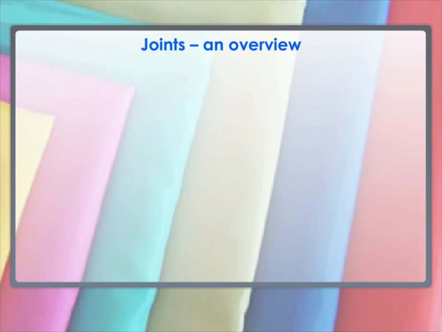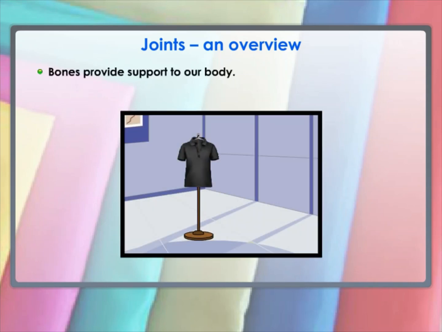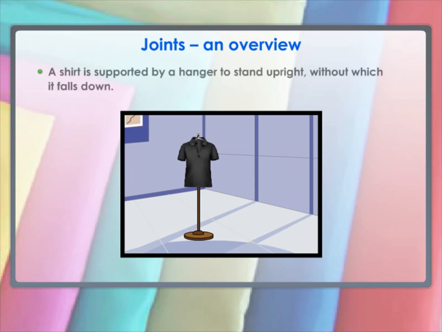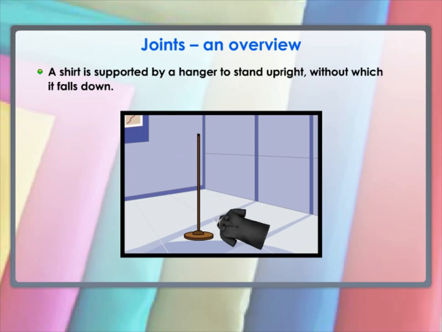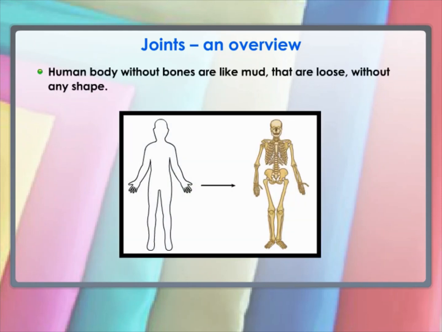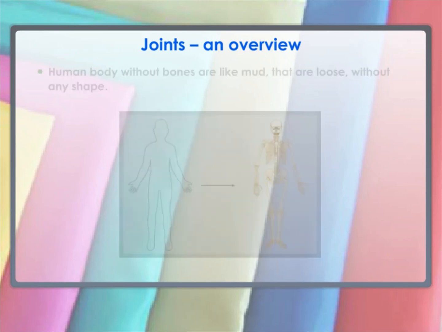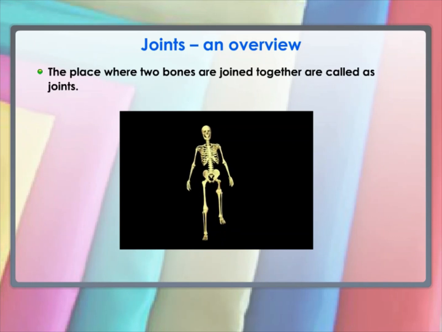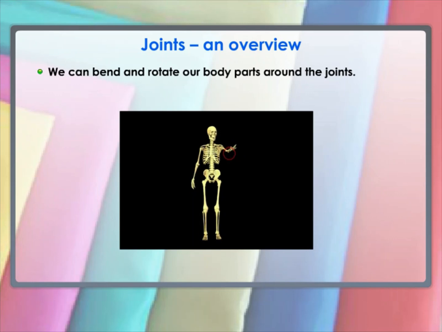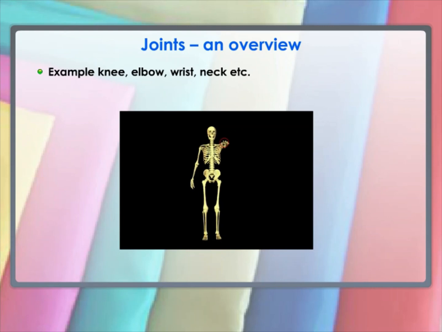Joints. An overview. Bones provide support to our body. Say for example, a shirt is supported by a hanger to stand upright, without which it falls down. A human body without bones is like mud that is loose without any shape. The place where two bones are joined together is called a joint. We can bend and rotate our body parts around the joints. Example: knee, elbow, wrist, neck, etc.